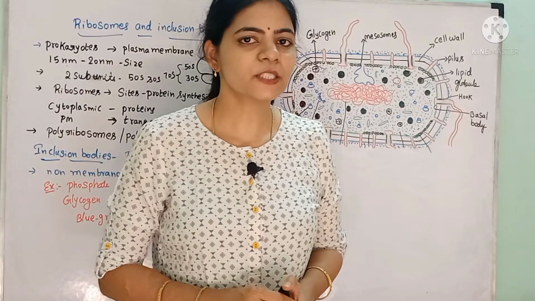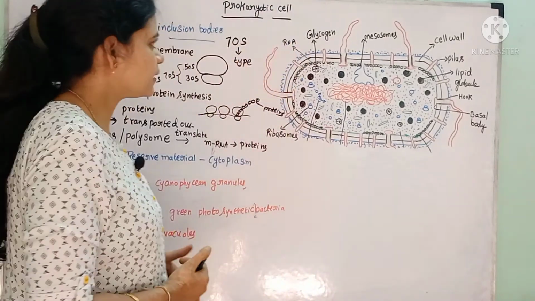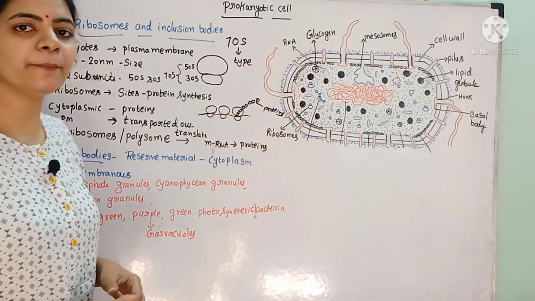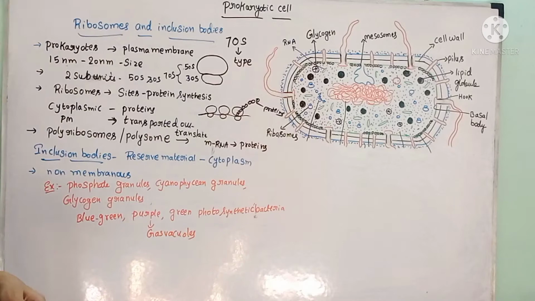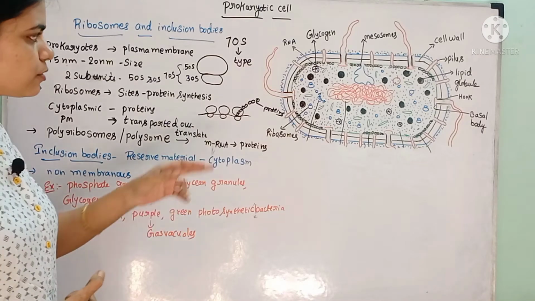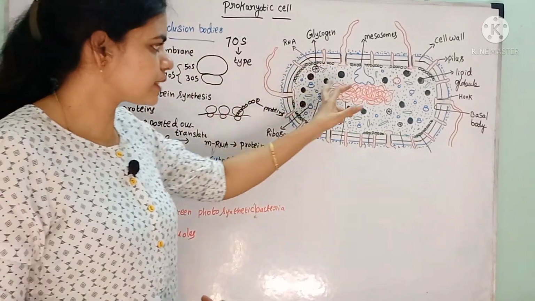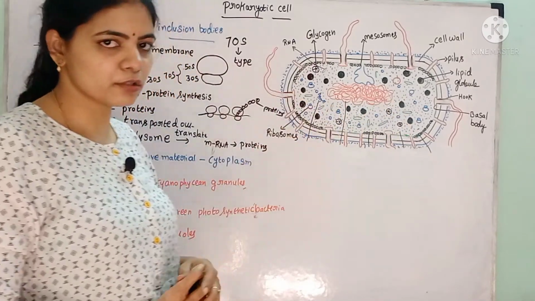Hello everyone. In this video we are going to study the remaining part of the prokaryotic cell, that is the ribosomes and inclusion bodies. In the previous video we completed up to the flagella. And now if you see the ribosomes, in prokaryotes, the ribosomes are mainly associated with the plasma membrane and also present in the cytoplasm.